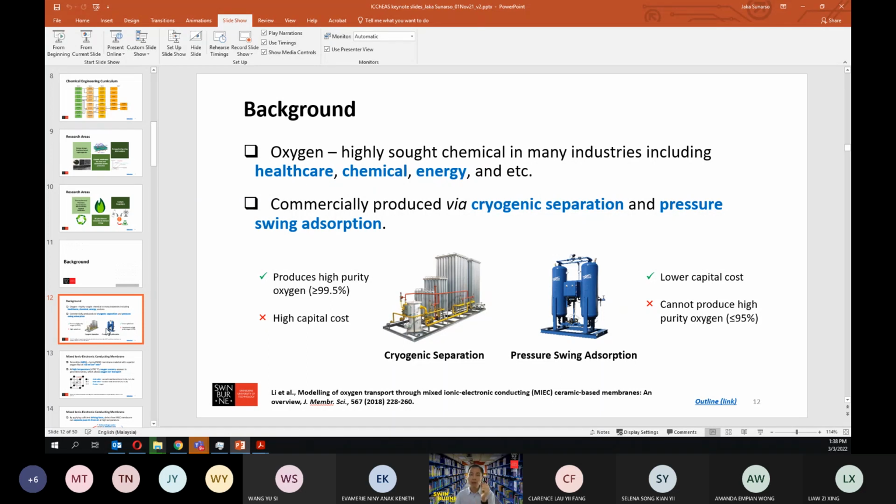Cryogenic separation is where you decrease the temperature of the gases to a very low temperature, such that the oxygen and nitrogen become liquid. When they become liquid, you subject them to the distillation process. When you do that, there is a difference in boiling point between oxygen and nitrogen.